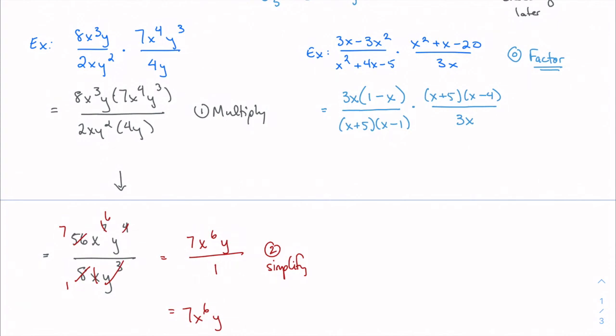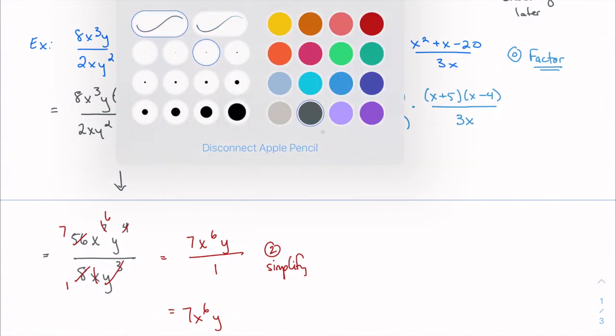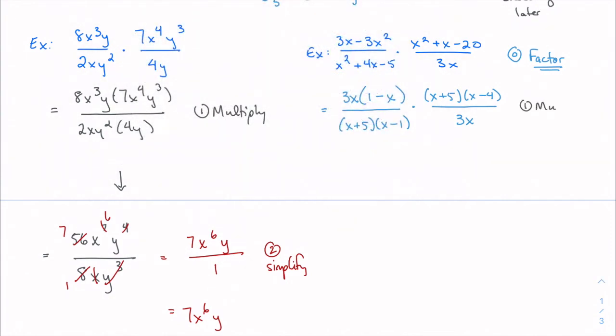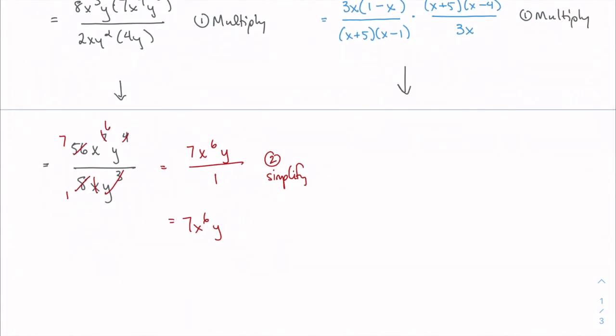Great. So now we've factored, now we can multiply. And by multiplying, I mean basically just write everything next to each other, right? So let me move down here. So I have 3x, 1 minus x plus 5, x minus 4. And then in the denominator, I have x plus 5, x minus 1, and 3x.